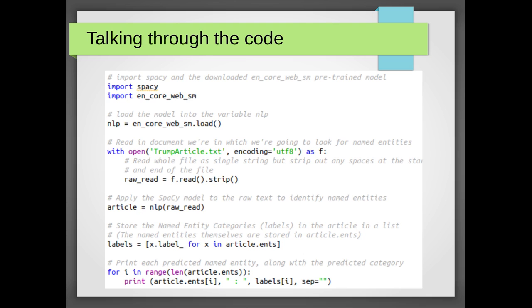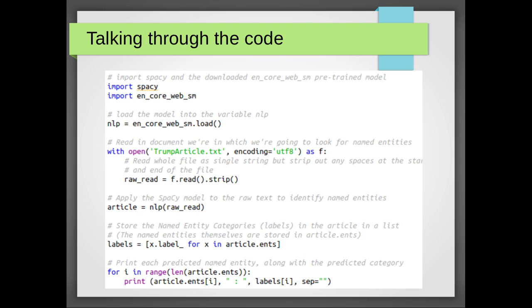First thing we're going to do is load this model into a variable that we're going to call NLP, natural language processing. So we just say NLP equals en_core_web_sm .load. And that will automatically load that model in. So now we can just refer to NLP to do everything we need to do with that model.